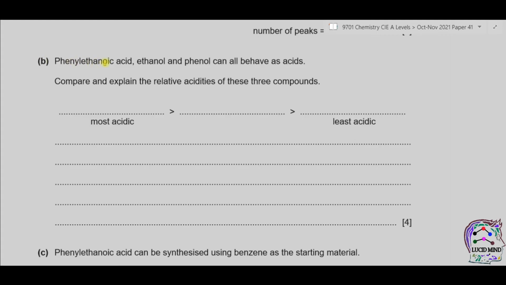Part B: phenyl ethanoic acid, ethanol and phenol can all behave as acids. Compare and explain the relative acidities of these 3 compounds. Let's draw the structures. In phenyl ethanoic acid, we have a benzene ring and ethanoic acid is present.